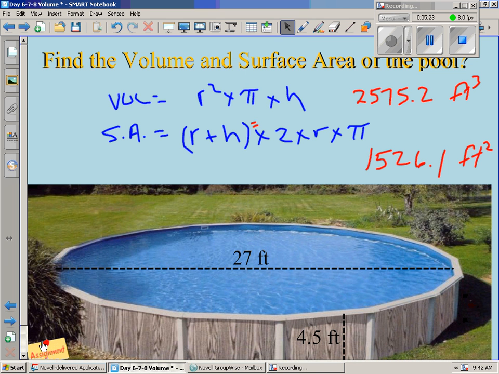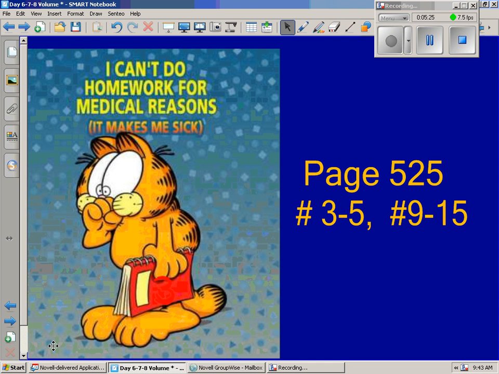Assignment for today is on page 525. This is out of the blue book. So for those in the accelerated class, you'll either have to access the green book or the blue book online and use page 525, or download a copy of that worksheet from my worksheet page. So page 525, numbers 3 through 5, numbers 9 through 15. On the assignment, I do want you to find both volume and surface area for each problem.